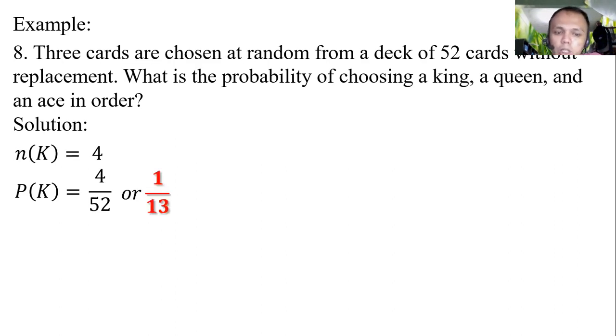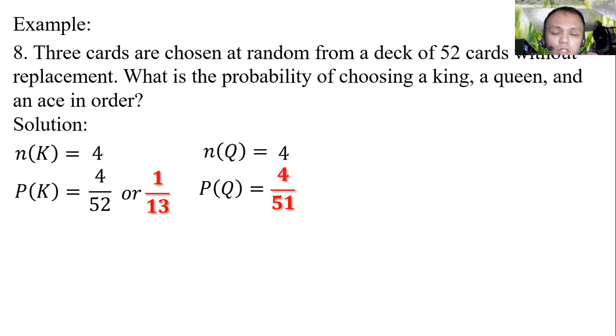Then now, without replacement, for the number of events for queen, we have also 4. Then the probability niya is 4 over by 51 na, no? Kasi di nga natin binalik yung first card eh. Kaya 51 na lang doon.